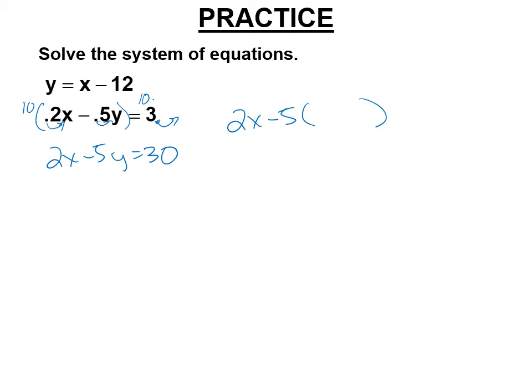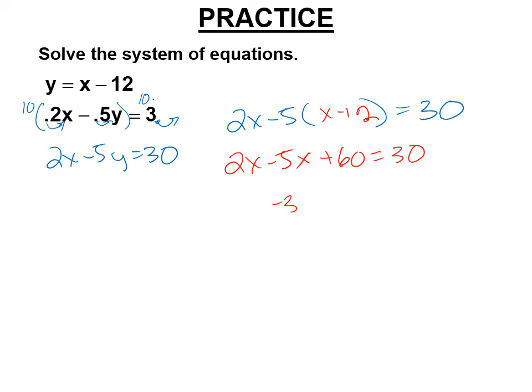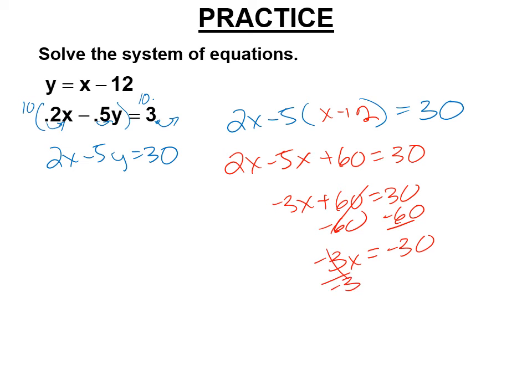Notice in every problem today, you need a distributive property. Yesterday we didn't need distributive property because outside here was a positive 1. 2x minus 5x, negative 5 times negative 12 plus 60 equals 30. Negative 3x plus 60 equals 30. Subtract 60 both sides. Negative 3x equals negative 30. Divide both sides by negative 3. X equals positive 10. And here you do 10 minus 12 and you get negative 2.